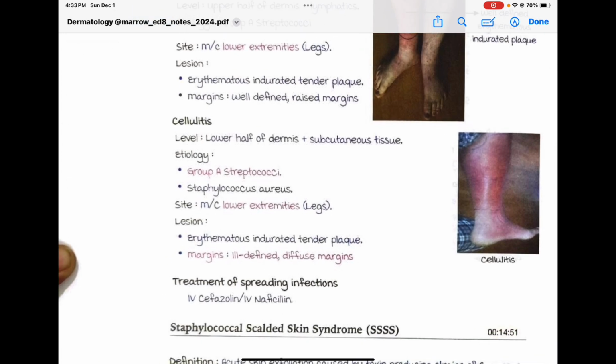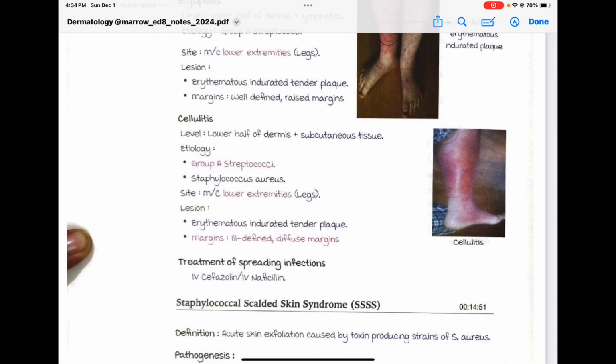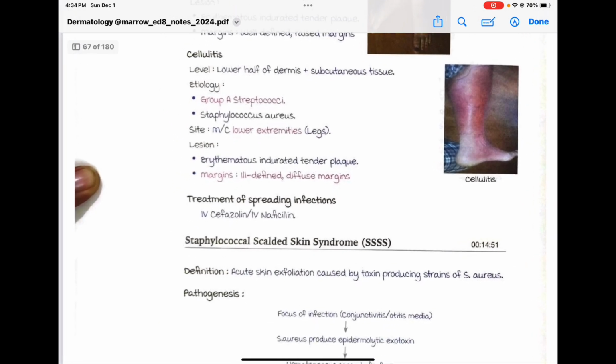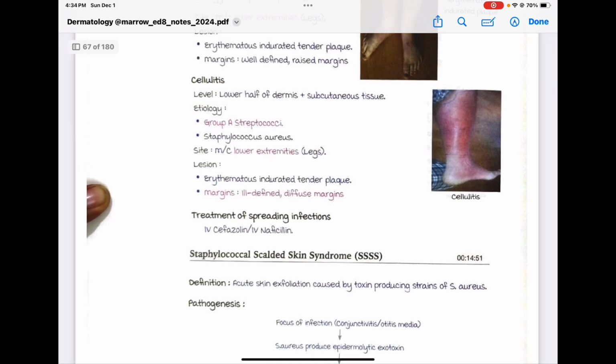Cellulitis: lower half of the dermis plus subcutaneous tissue. Etiology: group A streptococci, Staphylococcus aureus, most common in the lower extremities, legs. Erythematous, indurated, tender plaque with ill-defined, diffuse margins. Treatment of spreading infection: cefazolin, IV nafcillin. I have only seen cefazolin being given.